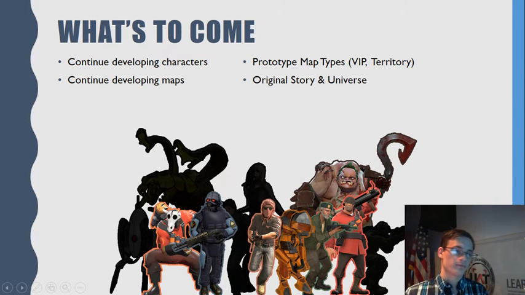So what's to come is we hope to continue developing characters and continue developing maps to get to our original vision. But because of the Garry's Mod platform, and because of just how unique a situation the game will be in, we want to start looking at prototype maps that the industry doesn't often look at, like VIP escort and territory control. And hopefully we'll start building our own original story and universe to build the characters around, which is going to help us when we decide to move into a standalone on Unreal 4 or Unity later down the line.